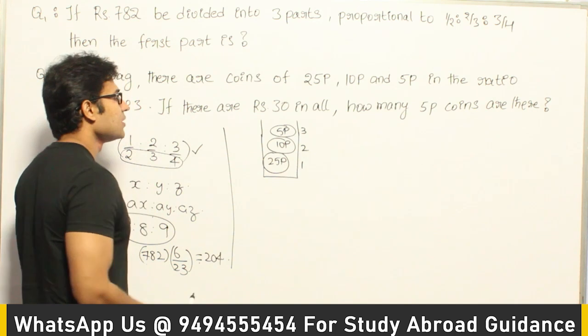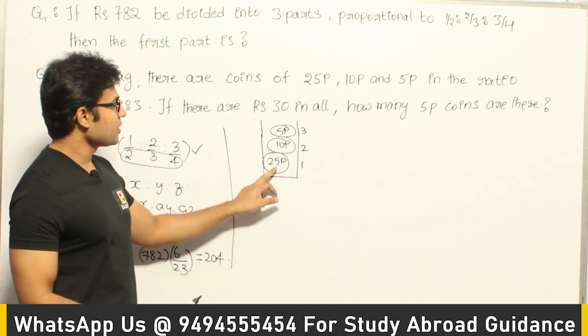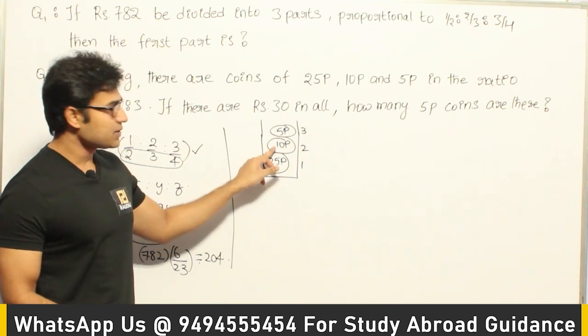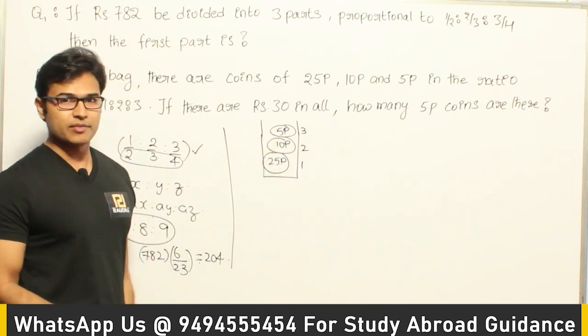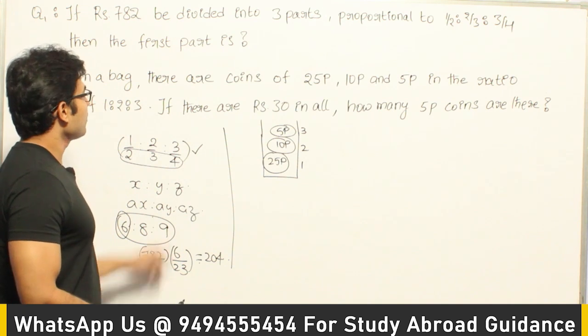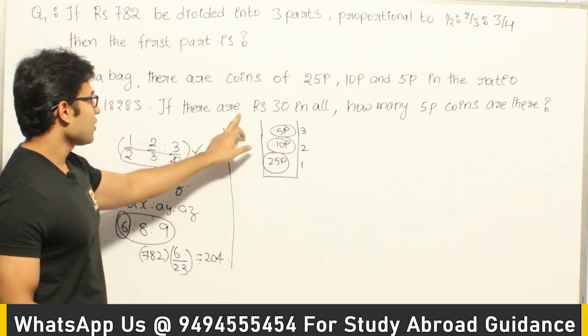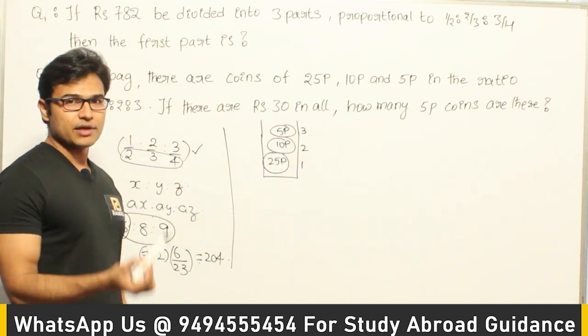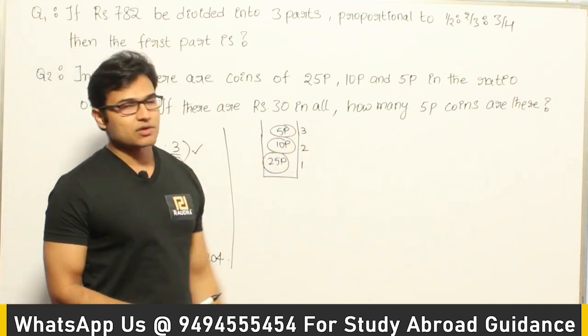So what does it mean? If you assume that the number of coins of 25 paisa is x, then this will be twice that number and this will be thrice that number. Got it? And now if the entire amount is rupees 30 in all, which means the entire bag contains 30 rupees, then how many 5 paisa coins are present there?